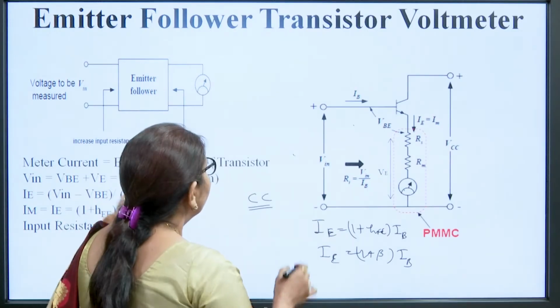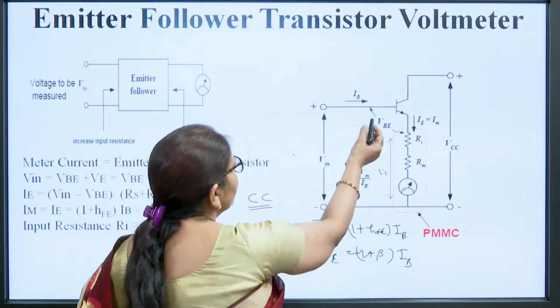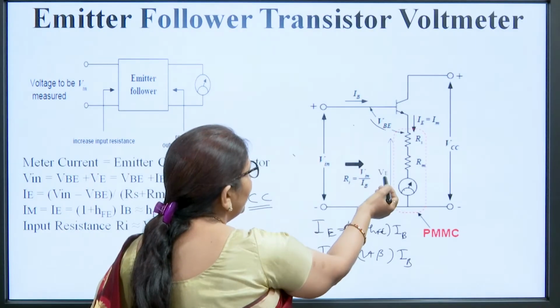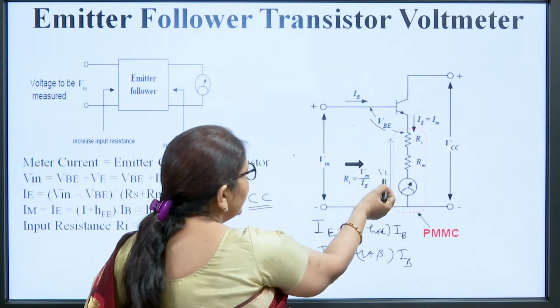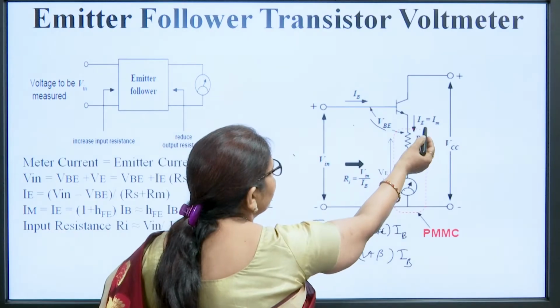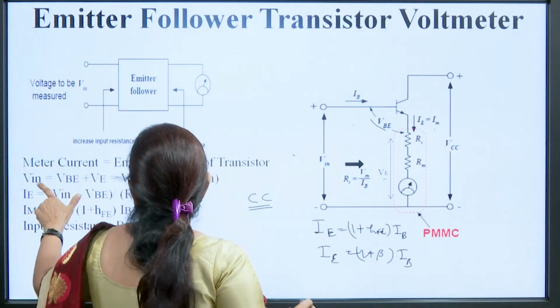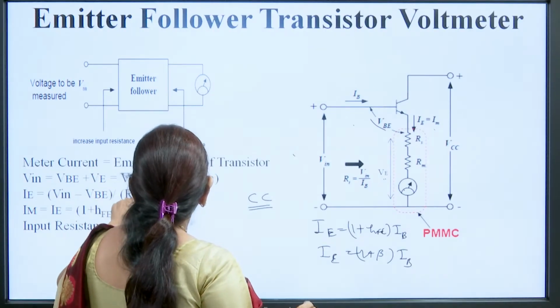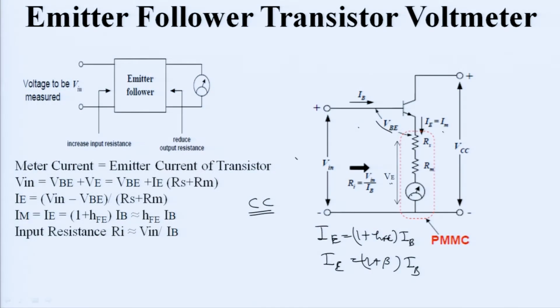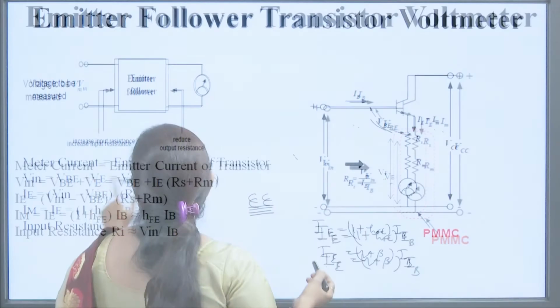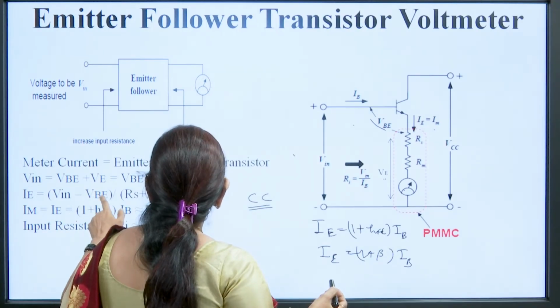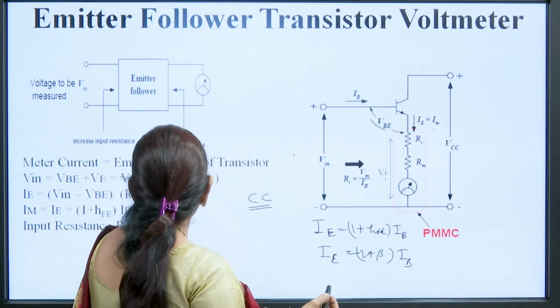The V input is equal to this voltage drop VBE plus VE, where VE is equal to the emitter current, that is the meter current, into Rs plus Rm. So, V input is equal to VBE plus VE, where VE is equal to IE into Rs plus Rm. Now, the current IE we can find out from this. So, IE is equal to V input minus VBE divided by Rs plus Rm.